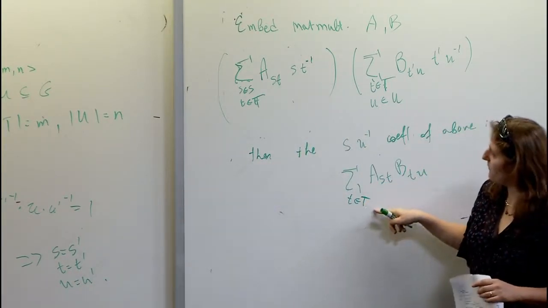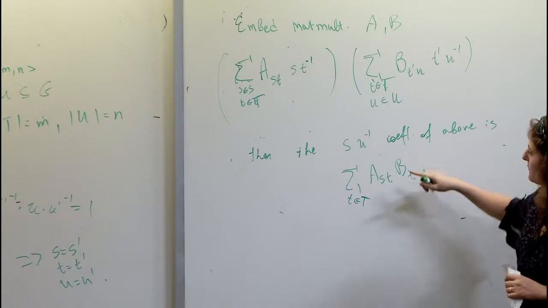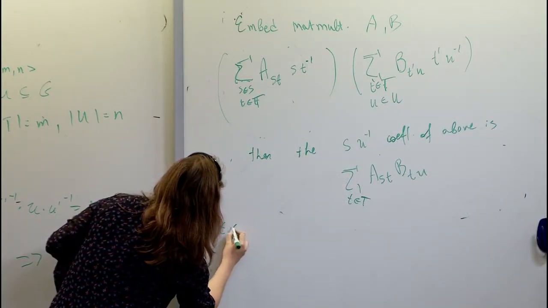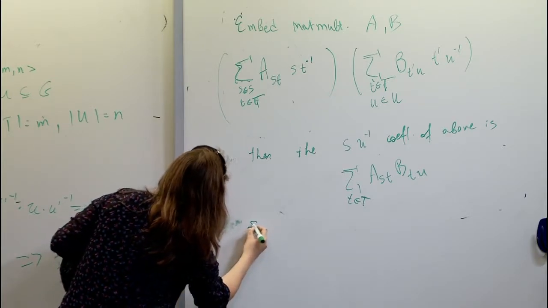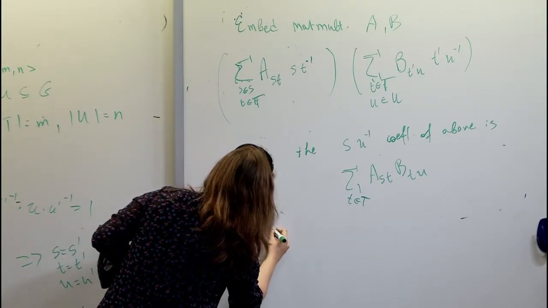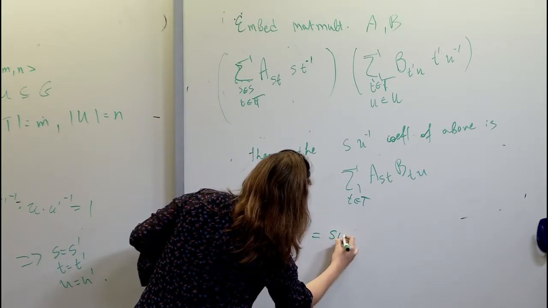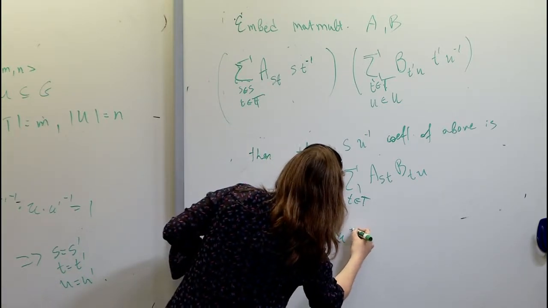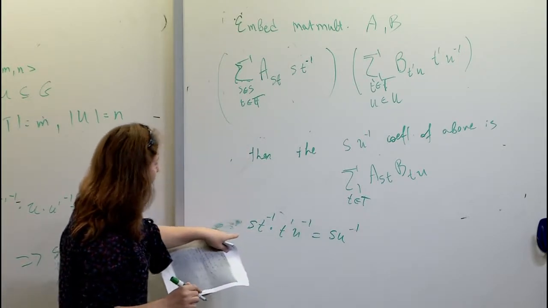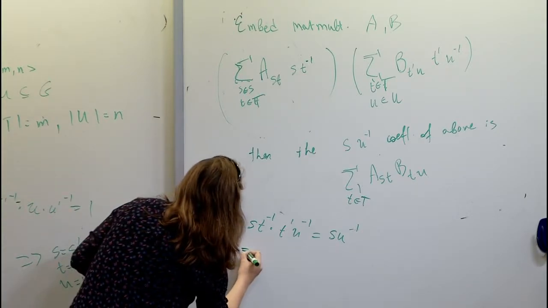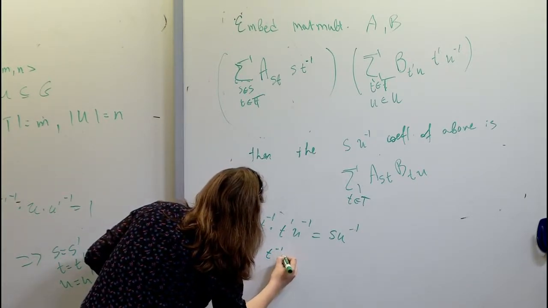So why is this? Because the S U inverse coefficient has S T inverse times T prime U inverse equals S U inverse. And this is exactly, if you look at it, equal to one. So this means that T inverse equals T prime.